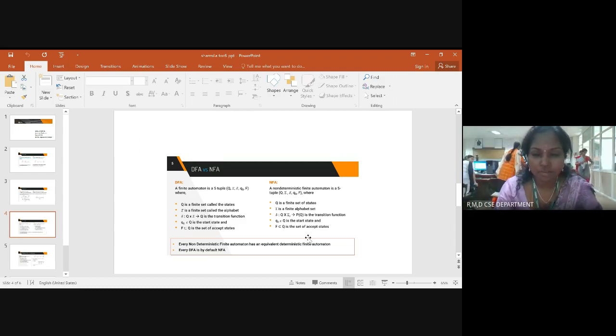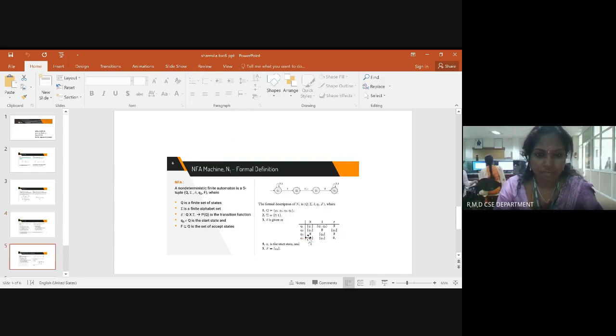Here in the NFA, Q is a finite set of states and sigma is a finite set of alphabet. Delta is a transition, and one or more or zero states may occur. Q naught is the start state and F is your final set of acceptance states. Every non-deterministic finite automaton has an equivalent deterministic finite automaton, and every DFA is by default an NFA.